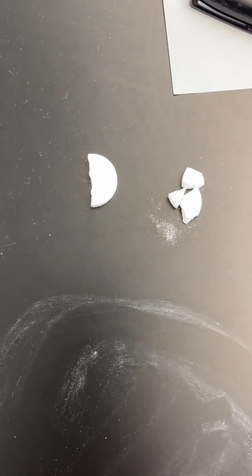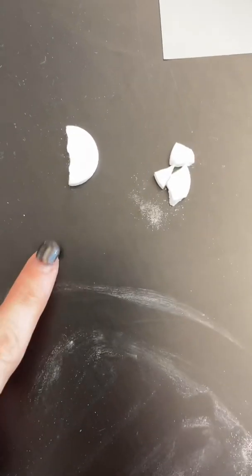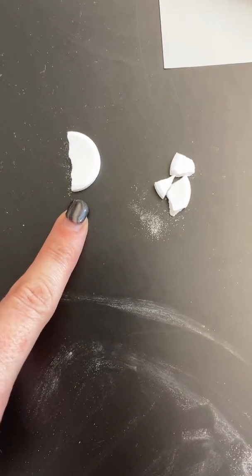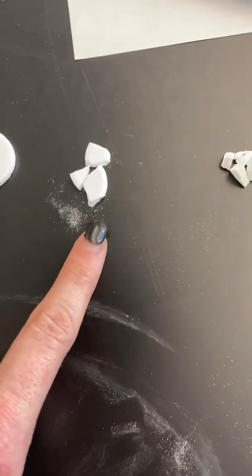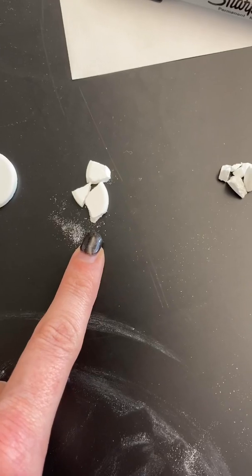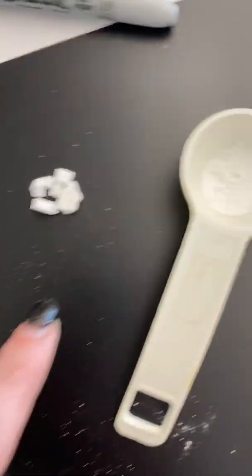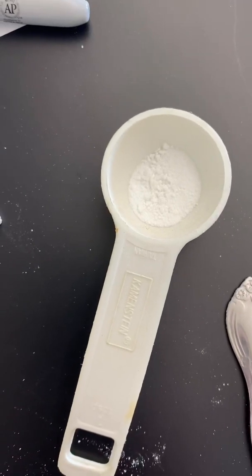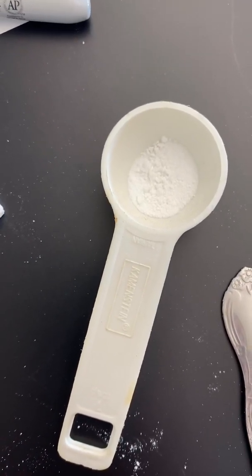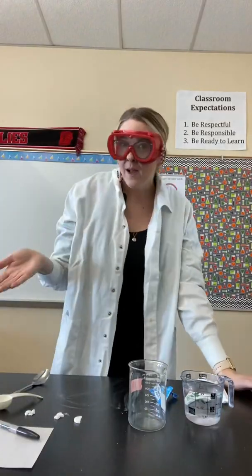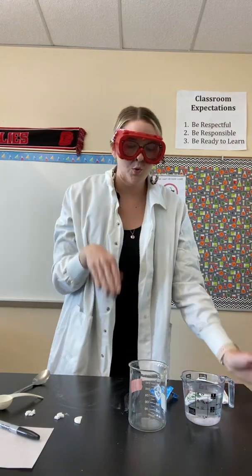Okay, so now I have all the tablets broken into the pieces that we need it to be broken in, so let's check that out. I have my piece that is just the full half. One of the halves is broken into 3 pieces. This half was broken into 6 or 7 pieces, and then this half was smashed into a powder. Okay, so now we're ready to actually do the experiment.